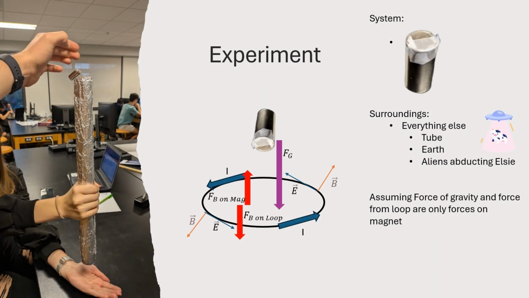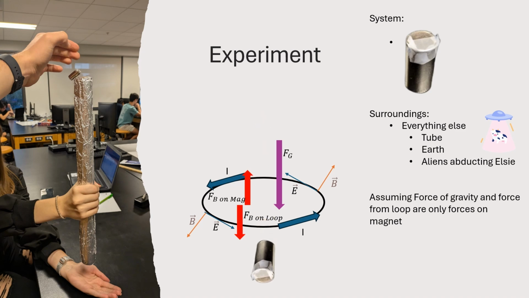Here's the experiment. You can see the magnet is our system, with the surroundings being everything else, including the tube. The forces acting on the magnet are the force of gravity and the magnetic force from the loop onto the magnet. And you can see the current, the electric field, and the magnetic field on the loop.